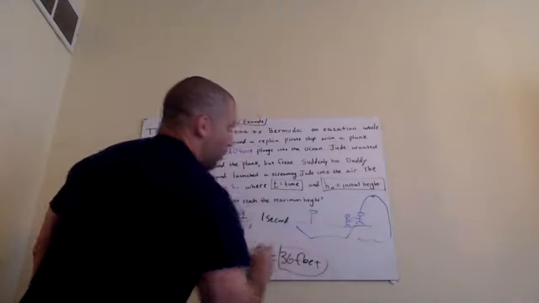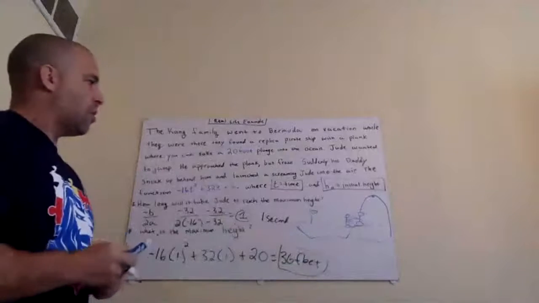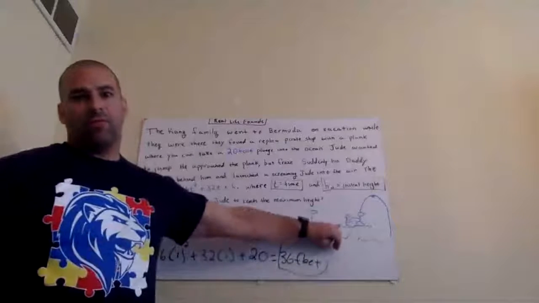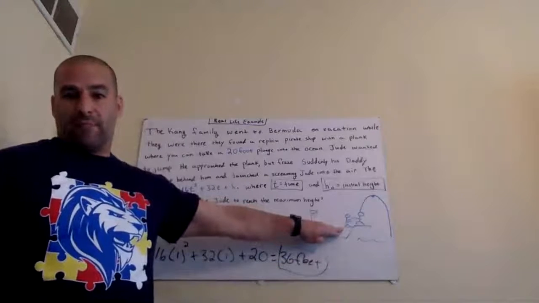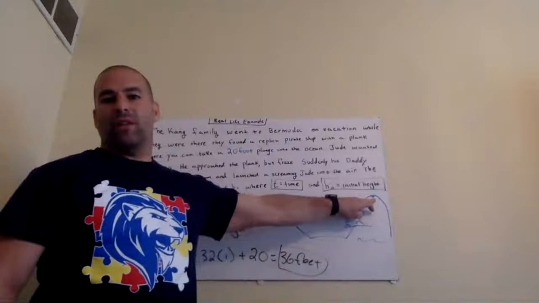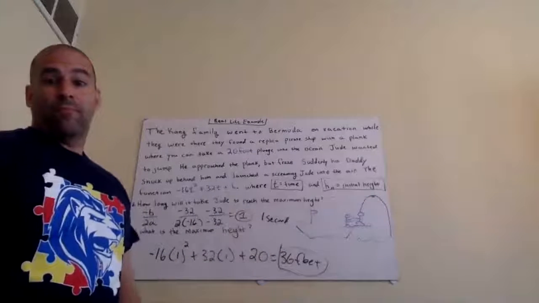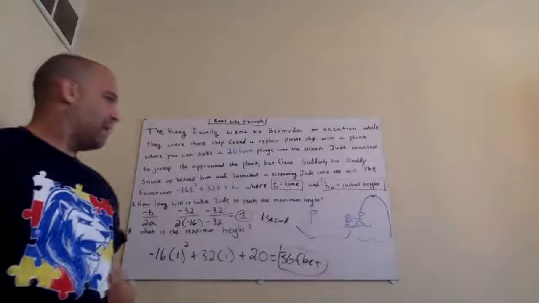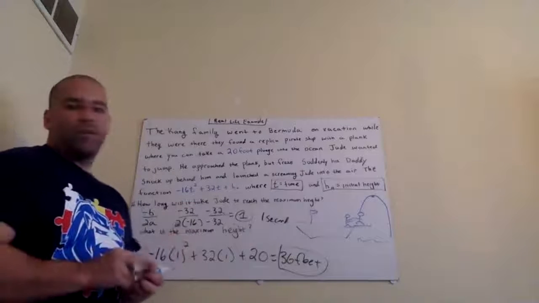When you're answering this question, make sure you're interpreting what these numbers mean. Going back to my lovely drawing here, when Jude gets thrown in the air by his dad, it takes him 1 second to reach that maximum height before he starts to fall. And that's a good throw because he's 36 feet in the air. That means his dad threw him 16 feet. All right, so there you go.